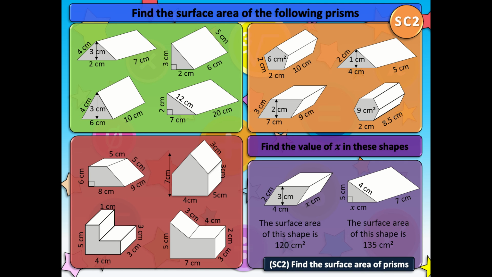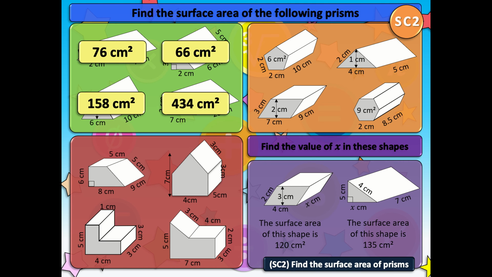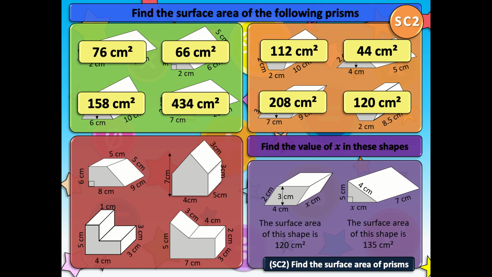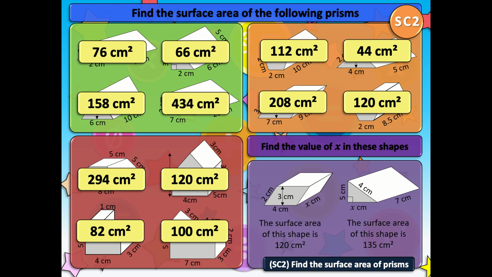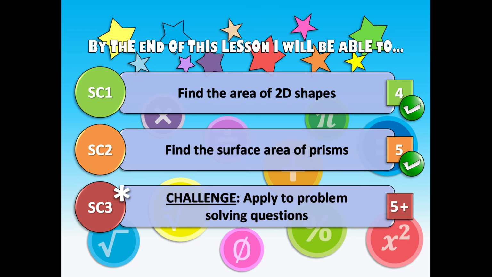Here are your green answers. Here are your amber answers. There's your red answers, and your purple answers. So now we've completed success criteria 2, so let's move on to number 3, and this is to apply to problem solving questions.